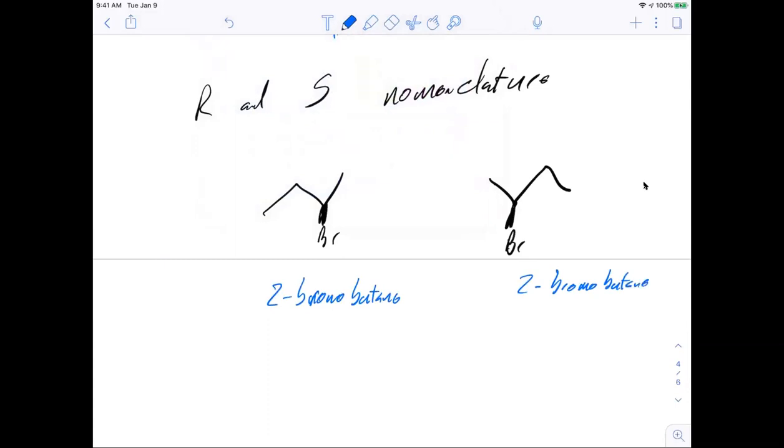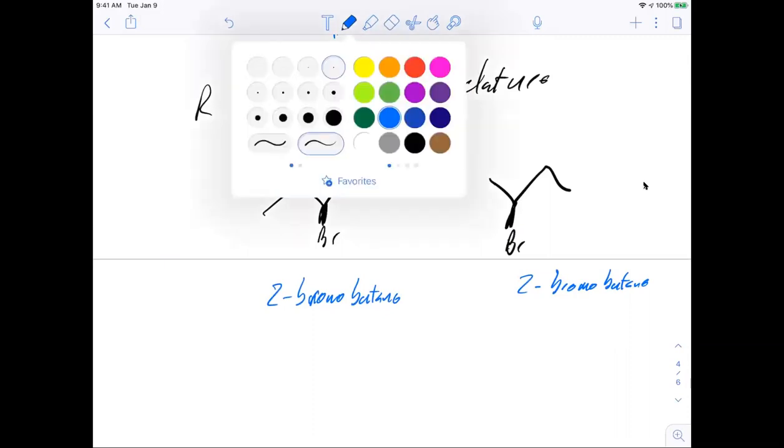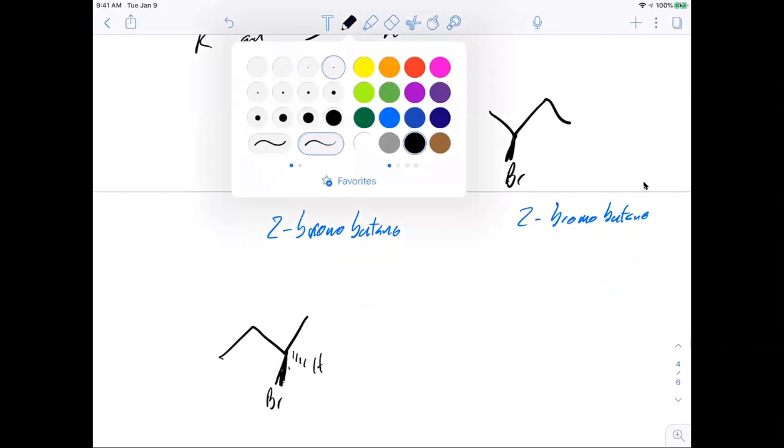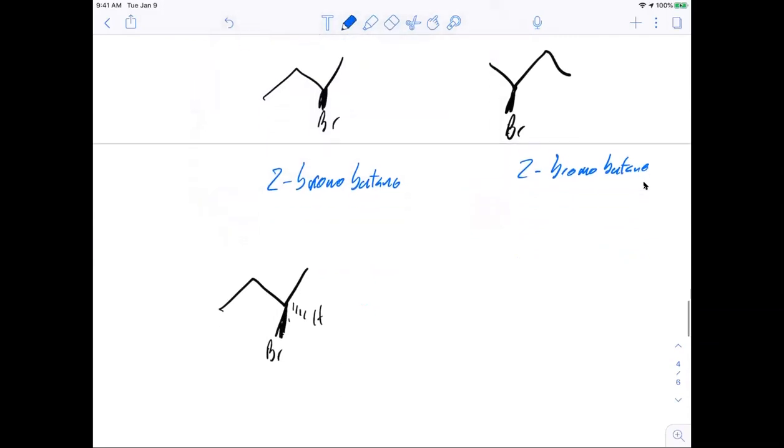Okay, so what we use for that is R and S. R is going to be right-handed, S is going to be left-handed. So R is going to be clockwise, S is going to be counterclockwise. And it's based on a priority numbering system based on the atomic number. So if we look at this molecule, bromine has got the highest atomic number. So that's going to be 1. Hydrogen has the lowest. It always has the lowest. So it'll be 4.